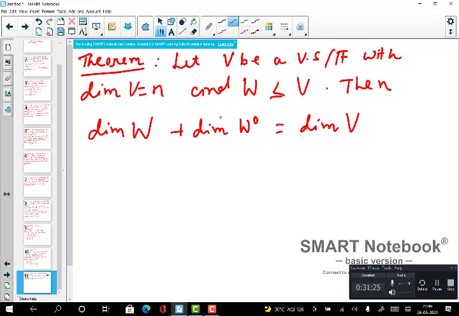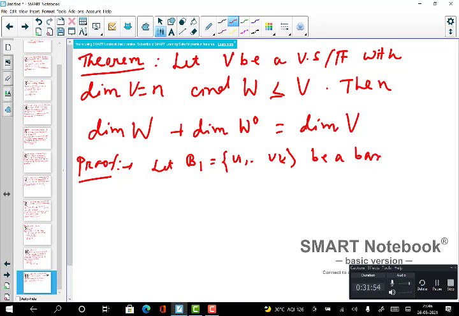Okay, and then done. So how to prove this theorem? The proof is similar to that of the rank-nullity theorem. So you start with a subspace. I'm assuming that the dimension of W equals, say, k. So let beta 1, v1 up to vk, be a basis of W over F. So W is a subspace of dimension k.